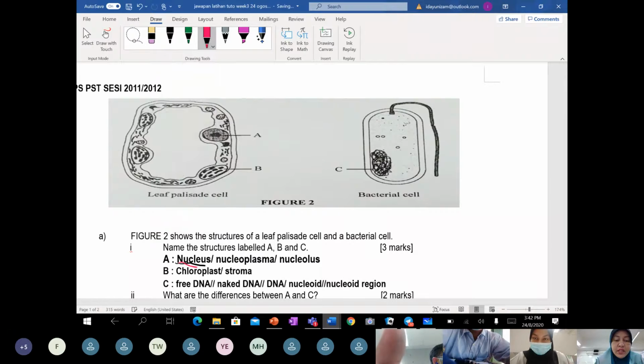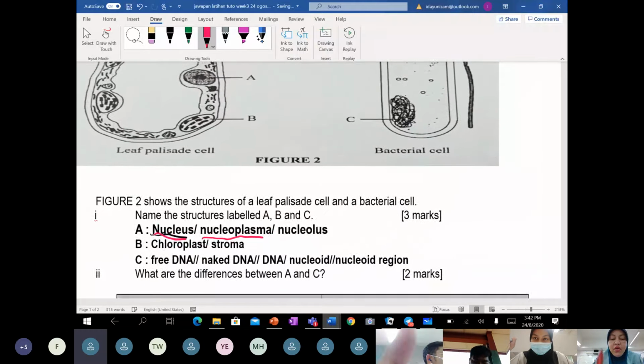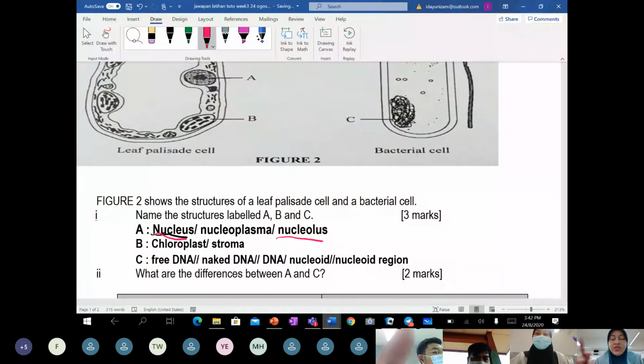Okay, you can write this as a nucleus, or also can write as a nucleoplasm, or also can be written as a nucleolus. So B, chloroplast or stroma. Why stroma? Later you will learn that actually the point here is inside the chloroplast. So if the candidate writes down stroma, it can also be accepted. But actually the focus is more to discuss the structure of chloroplast.